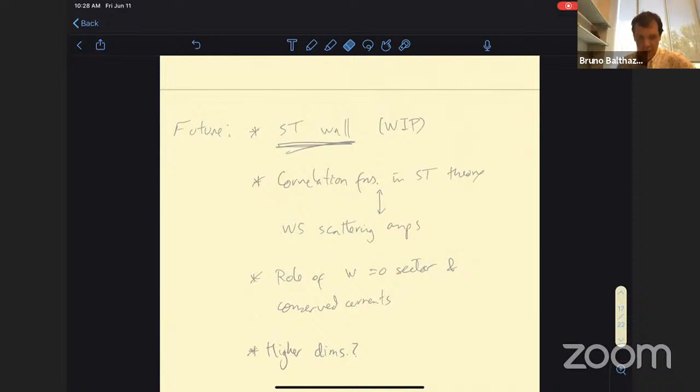And then we would also like to understand the role of the conserved currents that appear in the winding 0 sector. In the sense that the currents that appeared in the winding 1 and higher don't seem to be conserved, but the ones that appear in the winding 0 seem to be conserved.